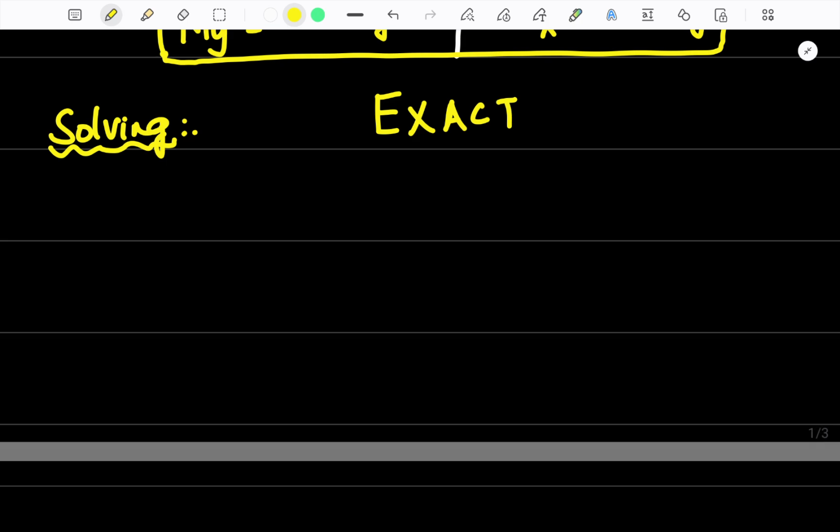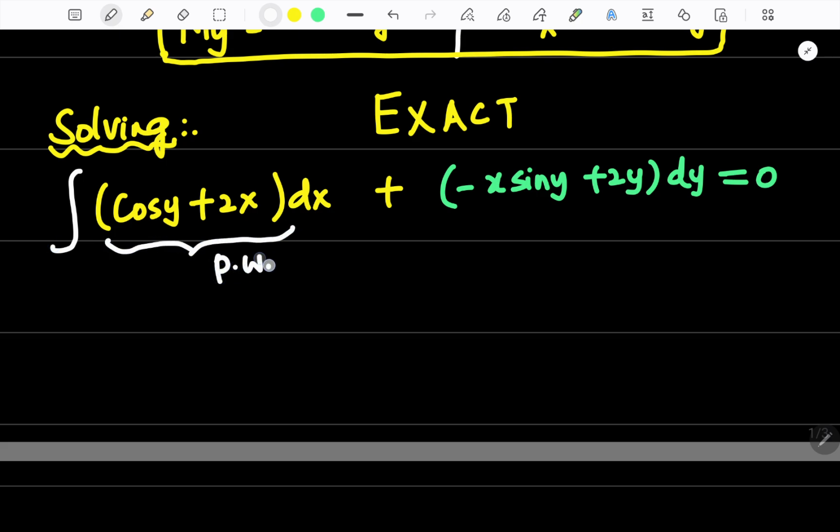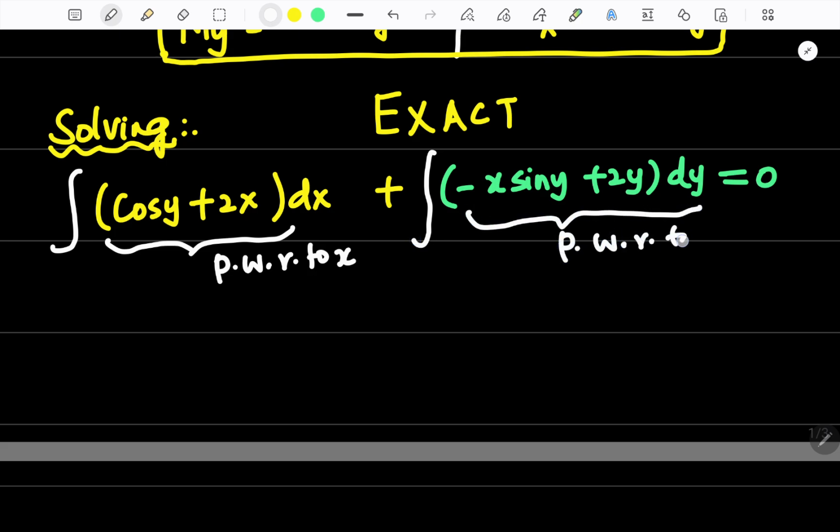Keep in your mind. So, now what is the question? Cosine y plus 2x times dx, and then plus, next is minus x sine y plus 2y times dy is equal to 0. This is the equation. So, I'm going to integrate this one partially with respect to x. I'm going to integrate this one partially with respect to y.